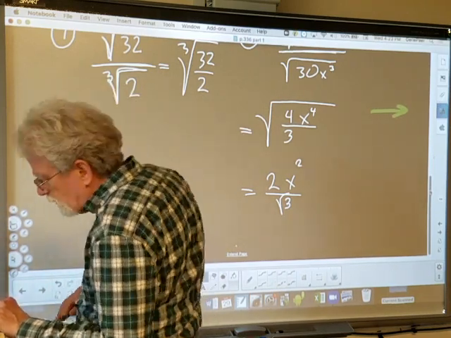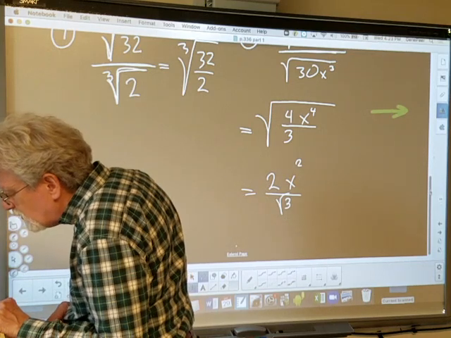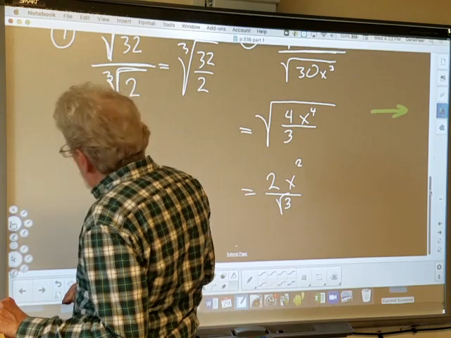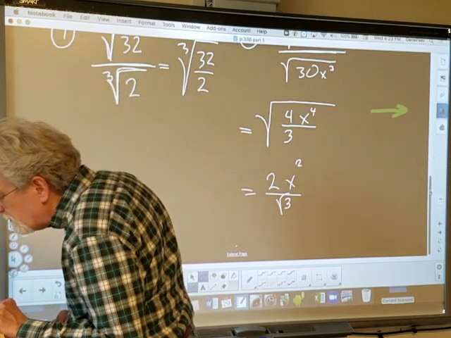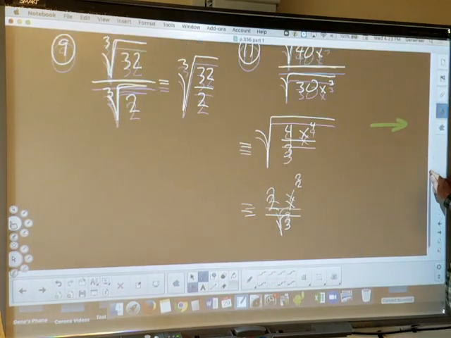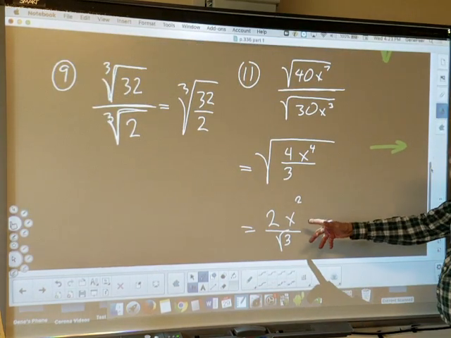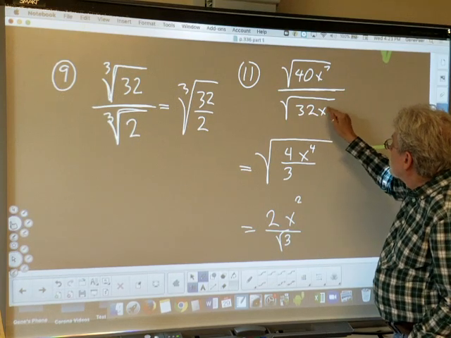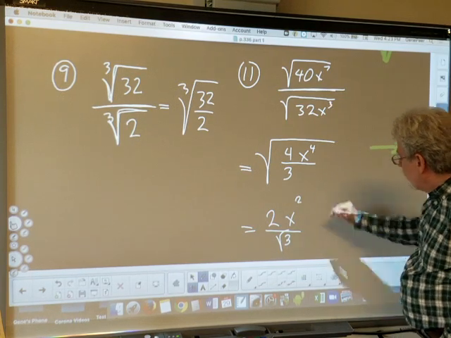Something's horribly wrong. What have I done? Did I copy the problem right? 40 over 30. Oh, I sure did. I copied it wrong. Maybe you already caught that. This looks good to me, but that was supposed to be a 32. 32x to the 3rd. That changes things a good bit.